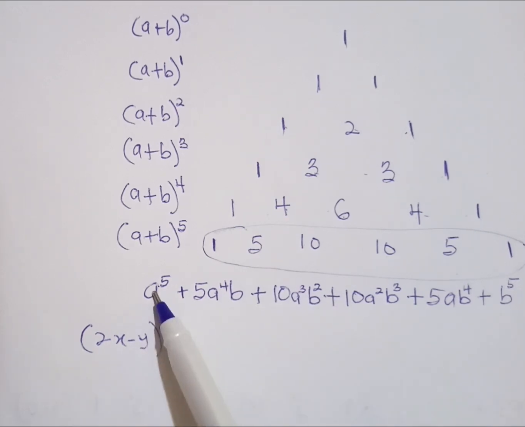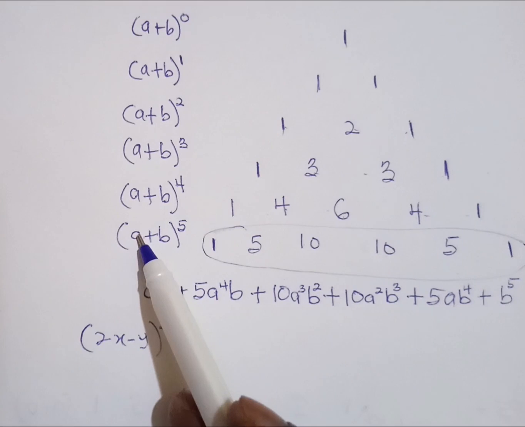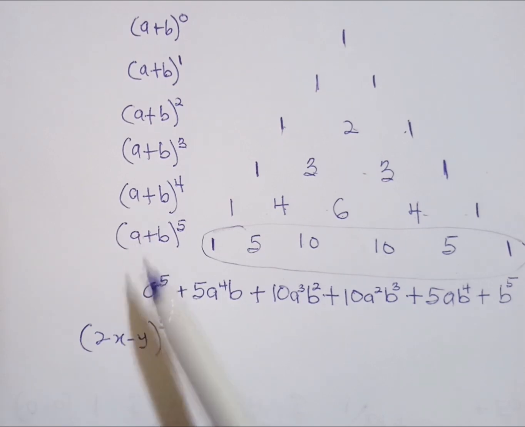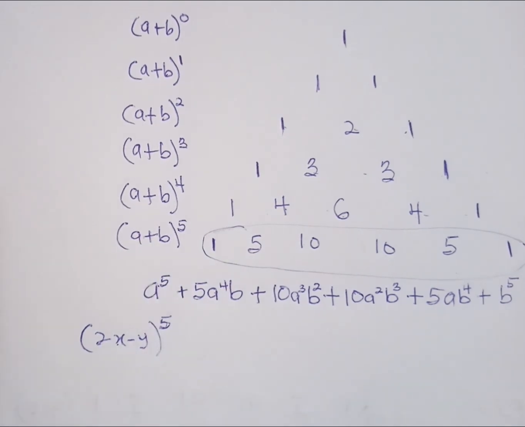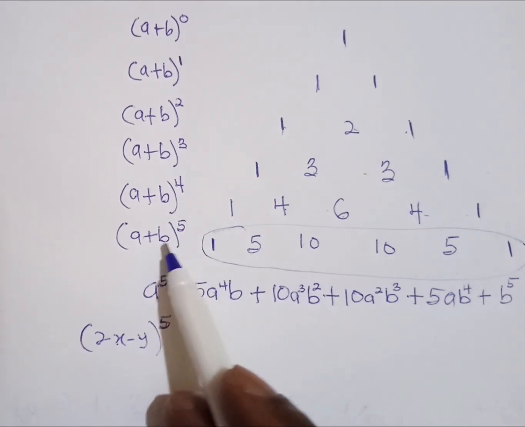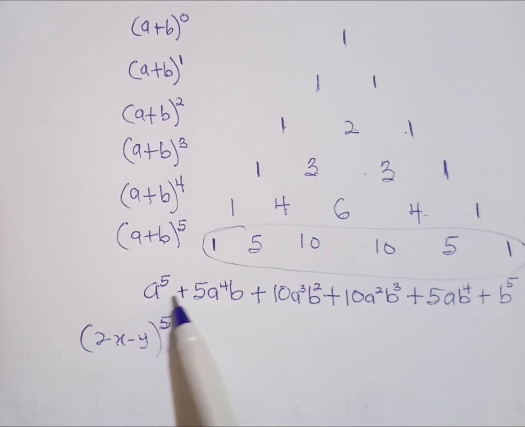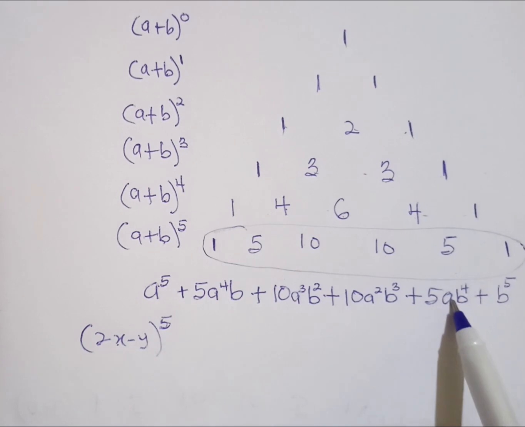Good. So for this one, the first term is a. So 2x is the first term. And what is the second term here? The second term is b. When you come to the question, our second term is negative y. So wherever you see b, you are putting negative y there. And wherever you see a, you are putting 2x there, because the whole of this is the first term and this one is the second term. So we are going to substitute this into this. Have you gotten that? Good.